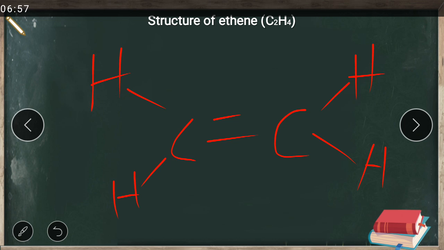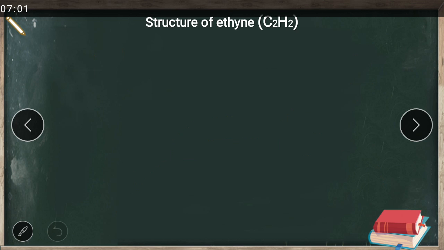Now this is the structure of ethene. Now let's do another structure. Its name is ethane, and its chemical formula is C2H2. First, we put a single bond between these 2 carbon atoms.